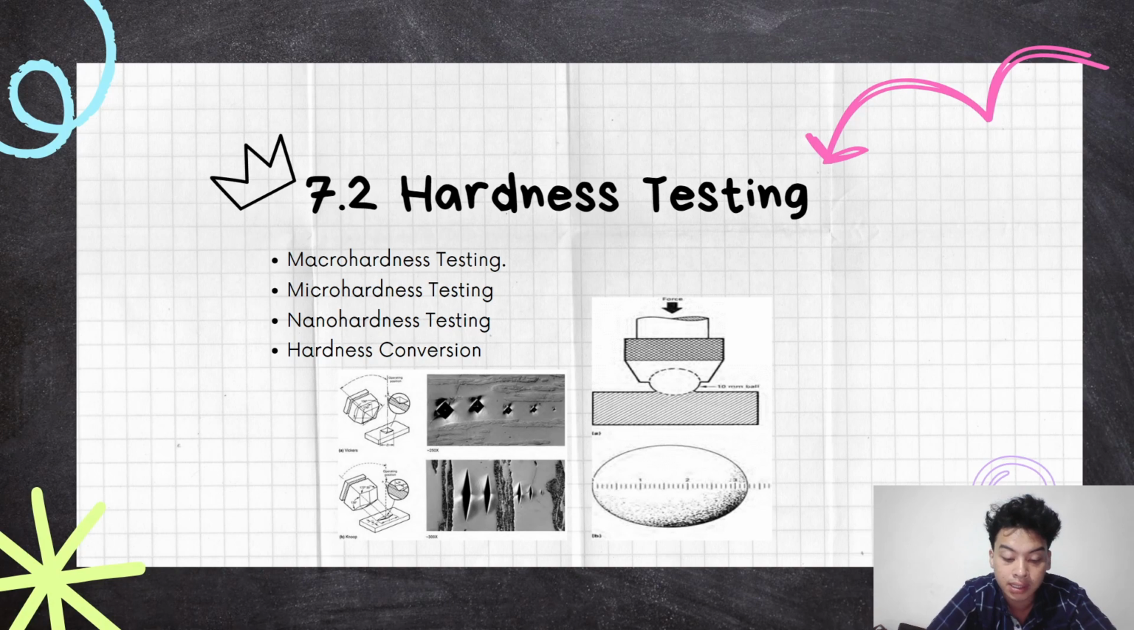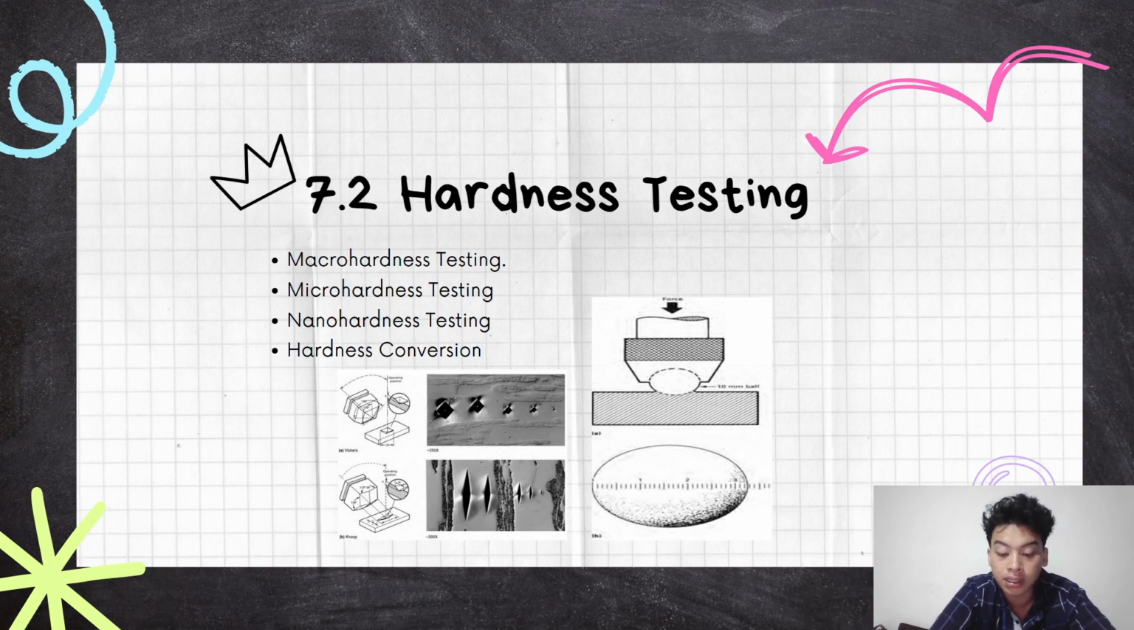Micro hardness testing. In micro hardness testing, loads are less than 1 kilogram and the indentation can be seen only with the aid of a microscope. Knoop and Vickers, or low load testing, are in this category.